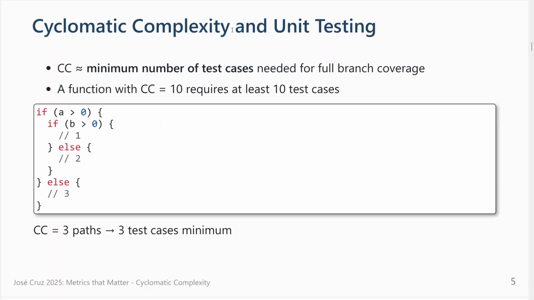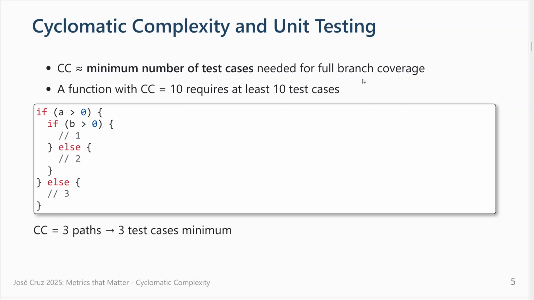So cyclomatic complexity and unit testing, of course, have a high correlation between them. It's not accurate, but it's quite close. It gives the minimum number of test cases needed for full branch coverage, which means it's also associated with the coverage of your unit tests. The cyclomatic complexity gives you the number of tests that you need.